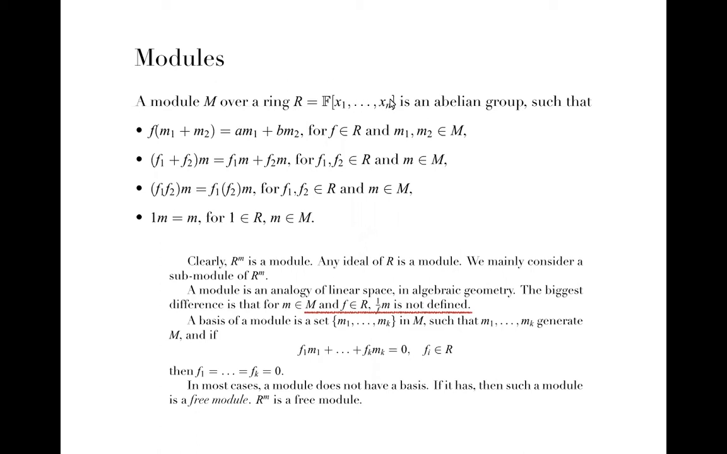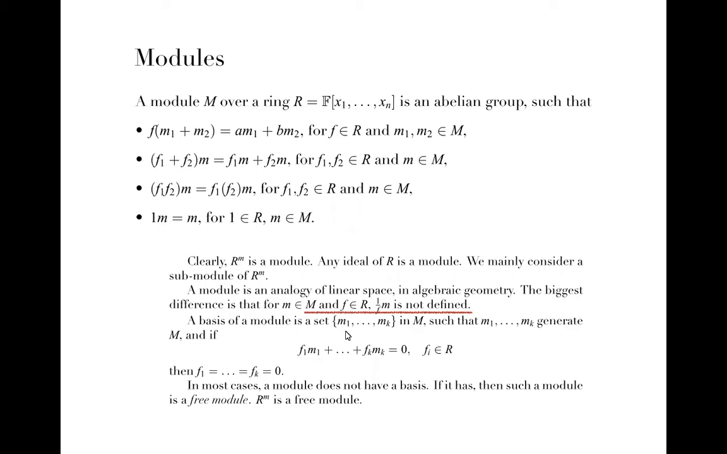So if you work with this kind of module, the situation is very similar to the linear space, but you don't have the freedom to divide by a polynomial. In linear algebra, if you have a vector, you have the freedom to divide by any non-zero number, and it's still a normalized vector. But in a module, you cannot divide by an arbitrary non-zero polynomial. So that's a big difference. Right now you can just think of it as some kind of linear space, not as flexible as a real linear space.